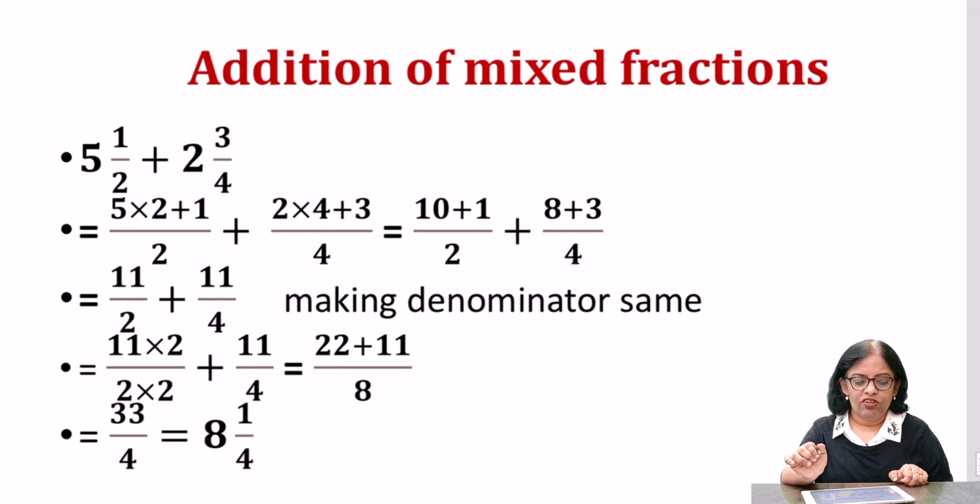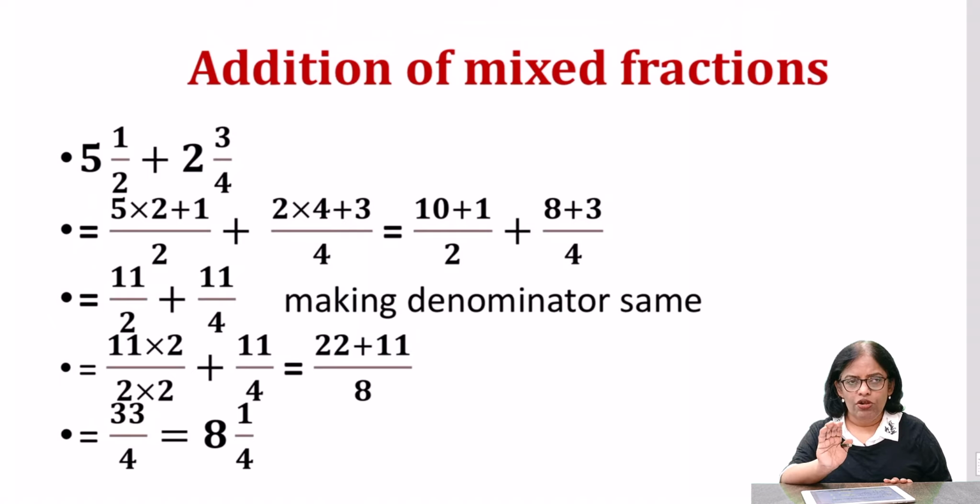Addition of mixed fractions, subtraction is also there, addition, multiplication. We will see all other things later on, but first is the addition of mixed fractions. So my question is 5 as a whole number, 1 upon 2 as a fraction, plus 2 as a whole number and 3 upon 4 as the fraction. Before this I told you, before doing any operation on fractions, we always have to convert the mixed fraction into an improper fraction. So how to convert?